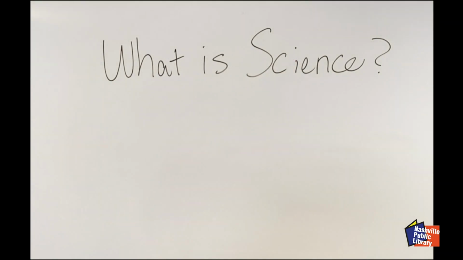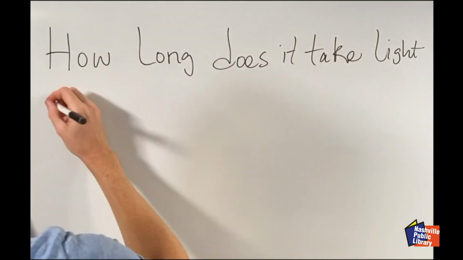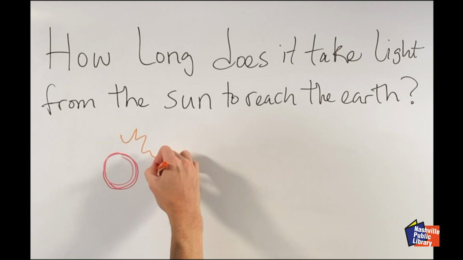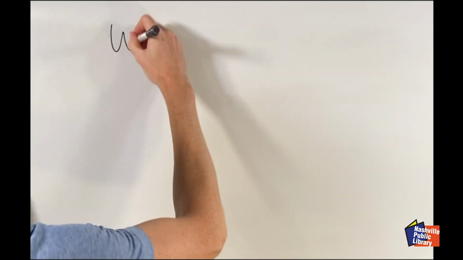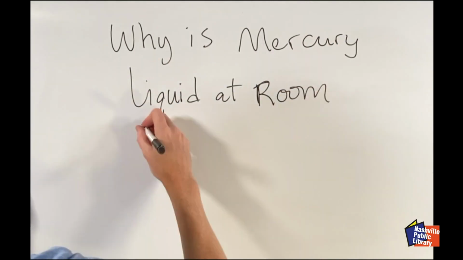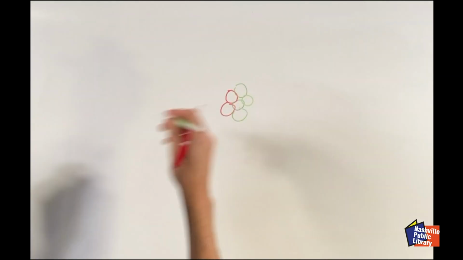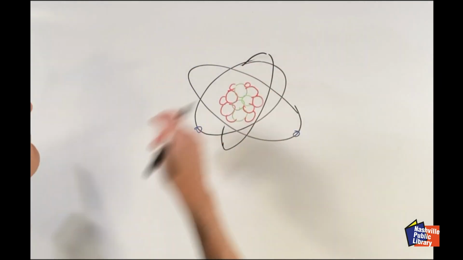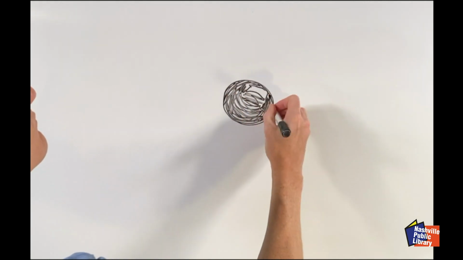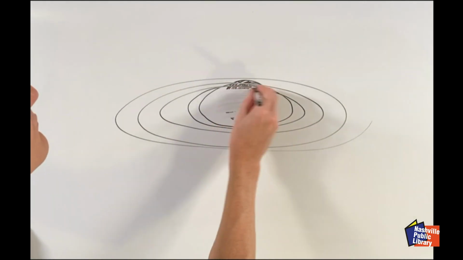Science is often thought of as a collection of answers to questions like, how long does it take light from the sun to reach the Earth? Answer, 499 seconds. Or, why is Mercury liquid at room temperature? Answer, Mercury's valence electrons are closer to the nucleus, which results in relatively low amounts of heat being required to break the weak binding between atoms of Mercury.